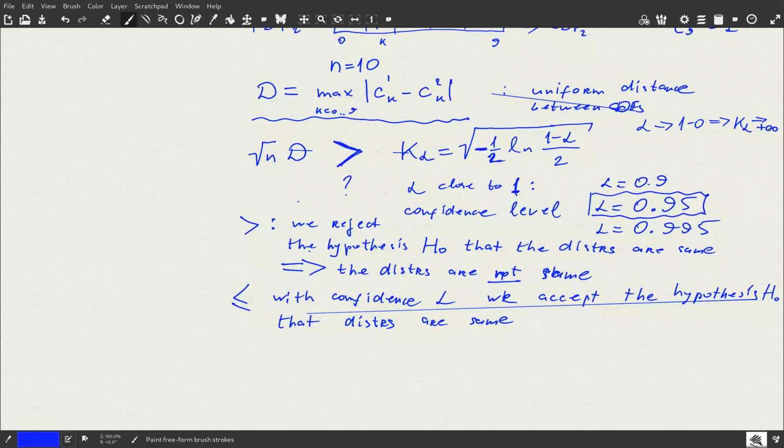Which means that we need very large values of D in order to override this null hypothesis with the corresponding confidence level. So let's check whether we did it correctly.